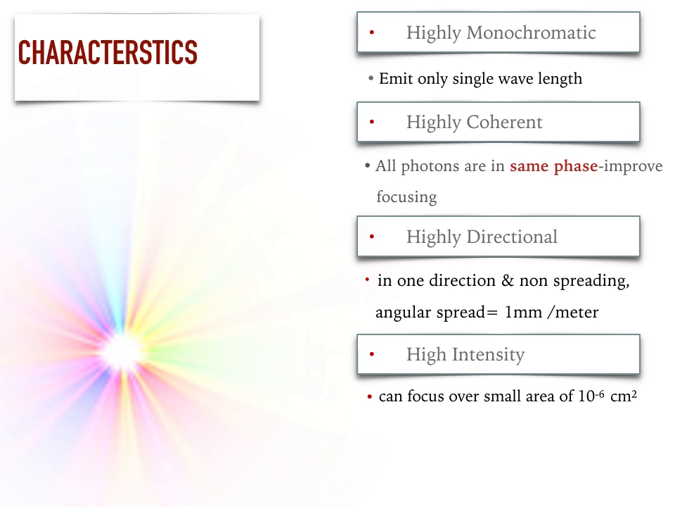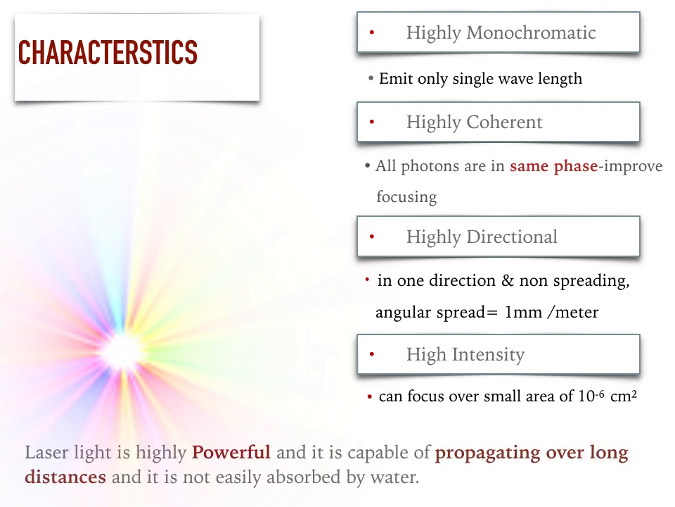That's why it is also highly directional, and the angular spread of laser is around 1 mm per meter. Due to this highly coherent property, the intensity of laser is very high and it can be focused to a very small area, approximately 10 raised to power minus 6 centimeter square. Because of these unique properties, laser light is highly powerful and is capable of propagating over long distances.